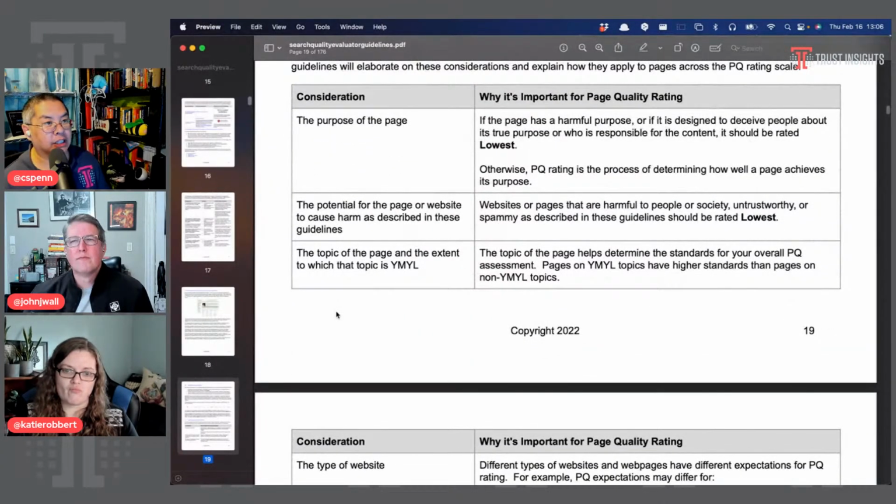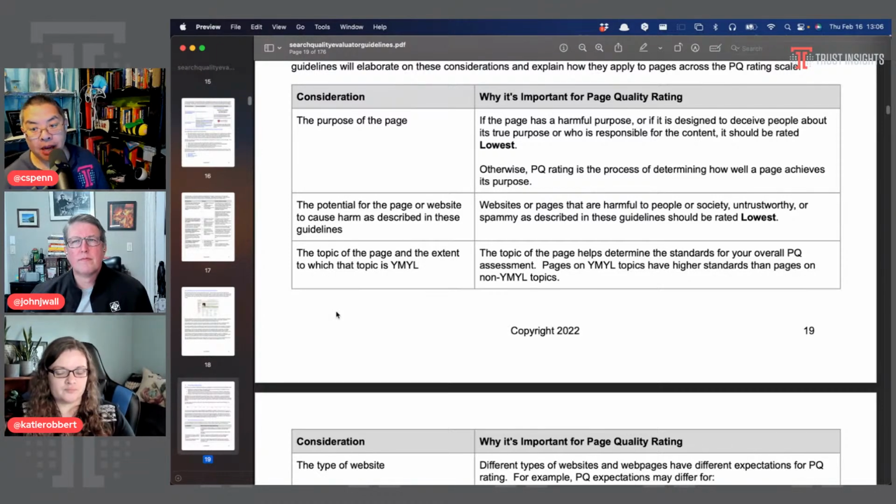The topic is in the special category called Your Money or Your Life, which are high risk pages. So, for example, medical information is a Your Money or Your Life page, and the bar for quality is higher on those pages. Does the page convey accurate information?